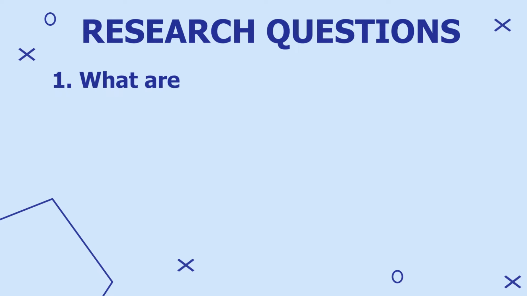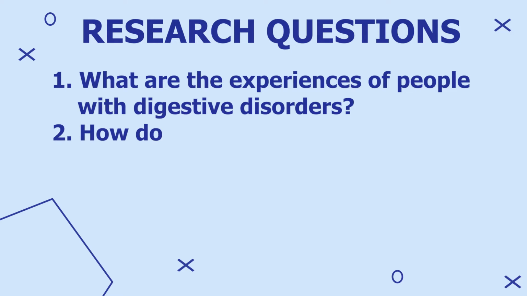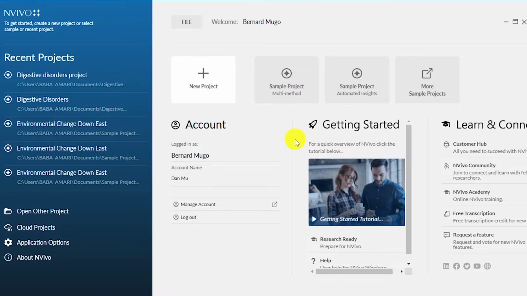In this video, I'm going to use interview data obtained by a graduate student who was researching digestive disorders. The 2 main research questions that will be considered during this coding process will include: number 1, what are the experiences of people with digestive disorders? And number 2, how do people with digestive disorders cope with them? So let's look at how to analyze qualitative data using NVivo 14.